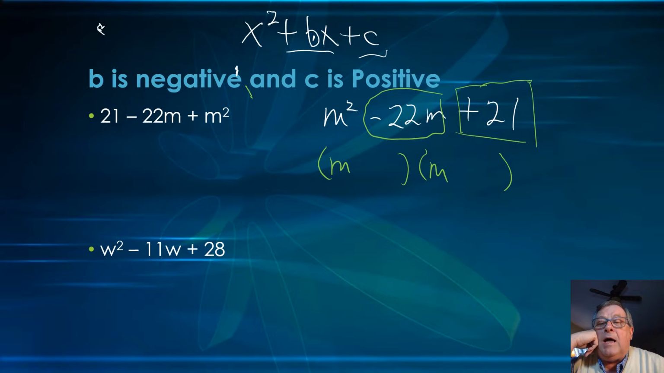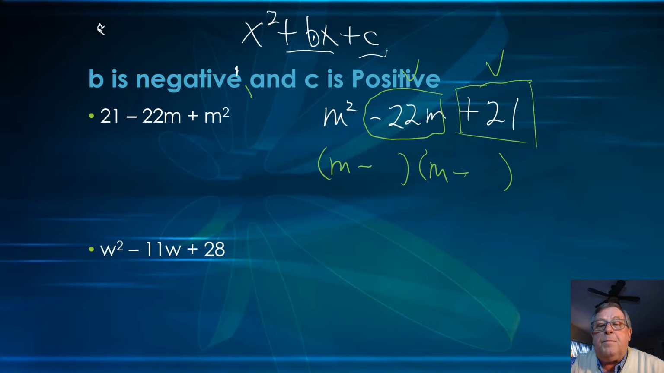Now, I've got a negative middle term and a positive constant term, or last term. And I know that I'm looking for two numbers that multiply to 21 and add to negative 22. Now we know that if I multiply two negative numbers together, my result is a positive. And since my middle term is negative and my last term is positive, I'm going to put two negatives in the parentheses.